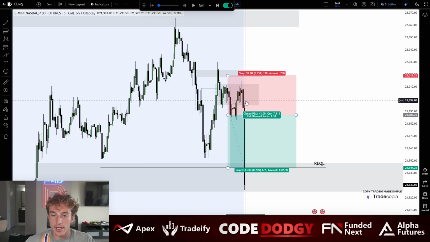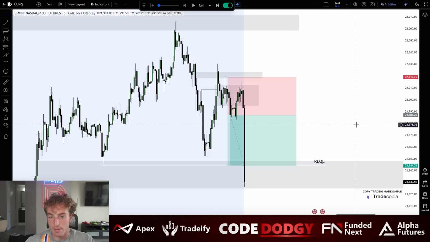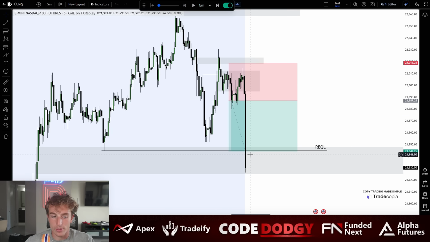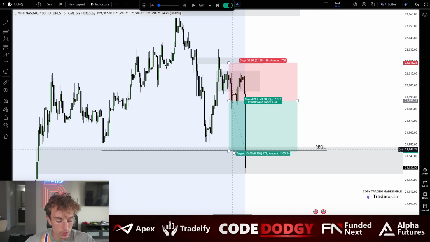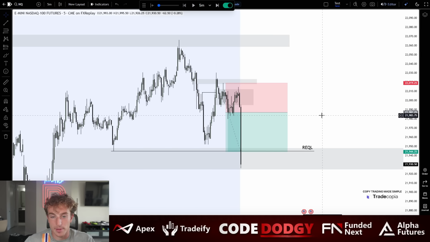Now, for those scared of getting in before 930 open and an open like this, I get it. But theoretically, if you're right in the drawn liquidity, then you should be confident that 930 is going to run the lows, because all 930 does is speed up price.